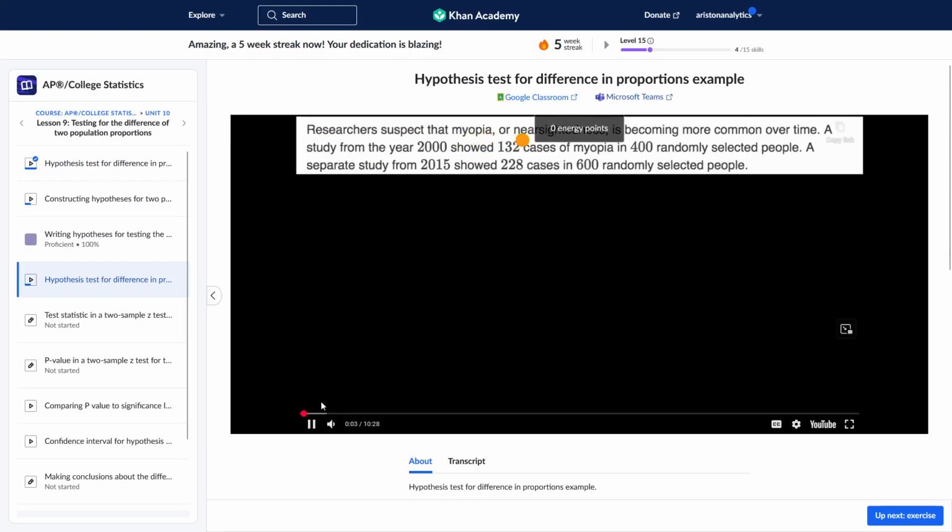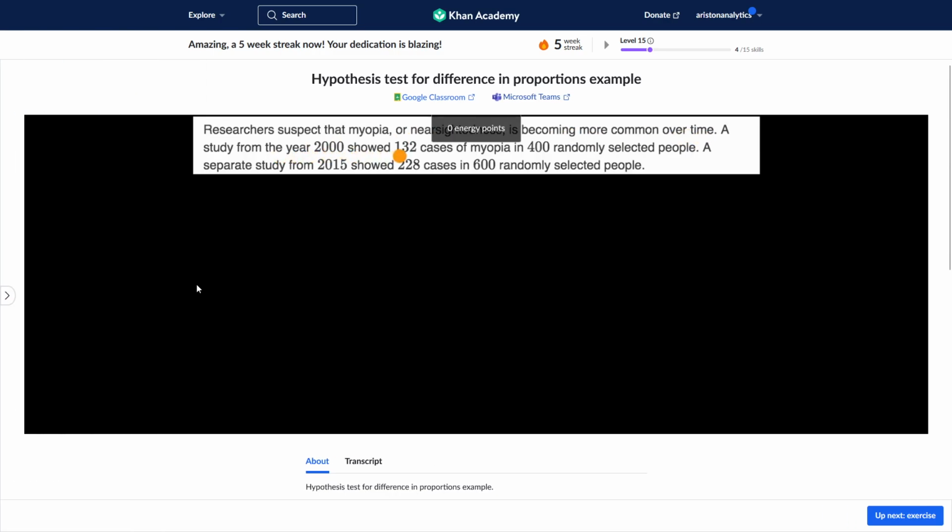Researchers suspect that myopia, or nearsightedness, is becoming more common over time. A study from the year 2000 showed 132 cases of myopia in 400 randomly selected people. A separate study from 2015 showed 228 cases in 600 randomly selected people. So what we're going to do in this video is do a hypothesis test to see if we have evidence to suggest the researchers' suspicion that myopia is becoming more common over time. If at any point you are inspired, I encourage you to pause the video and try to work through things on your own, but here I go.